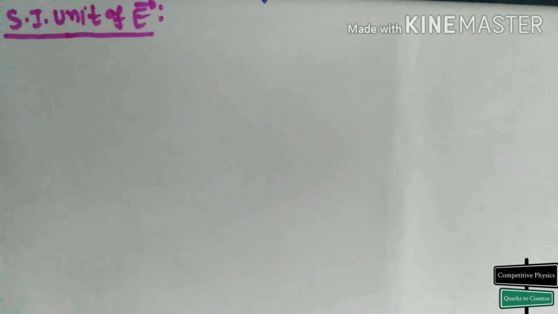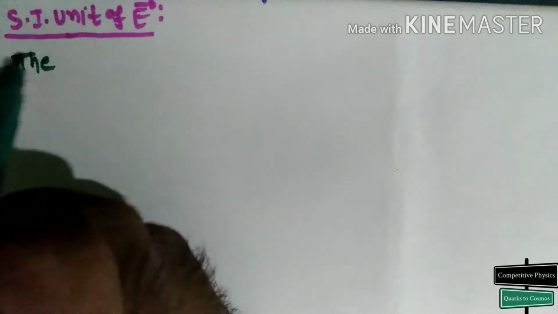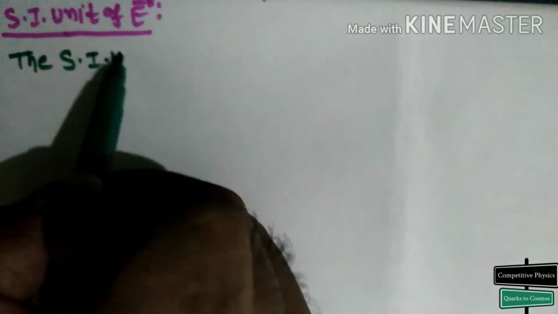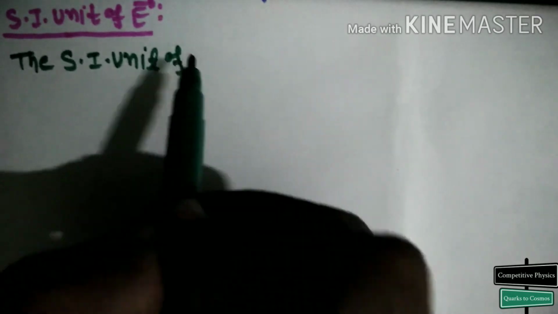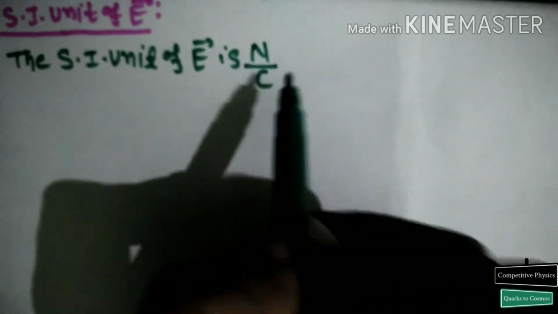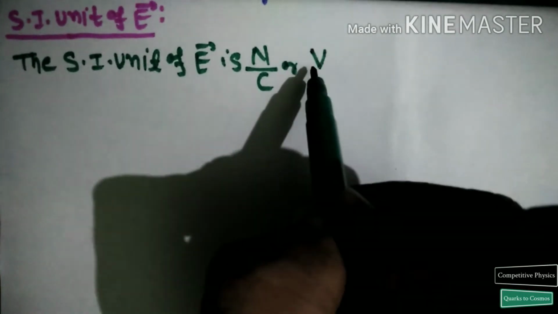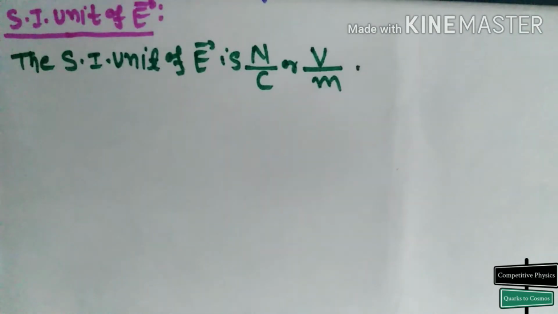Okay, so what is the SI unit of E? As we have defined the electric field intensity E as the force per unit charge, and you know that the SI unit of force is Newton and the SI unit of charge is Coulomb. So the SI unit of E is Newton per Coulomb. There is another unit of E which is written as volt per meter. Now I want to ask you, can you convert Newton per Coulomb into volt per meter?